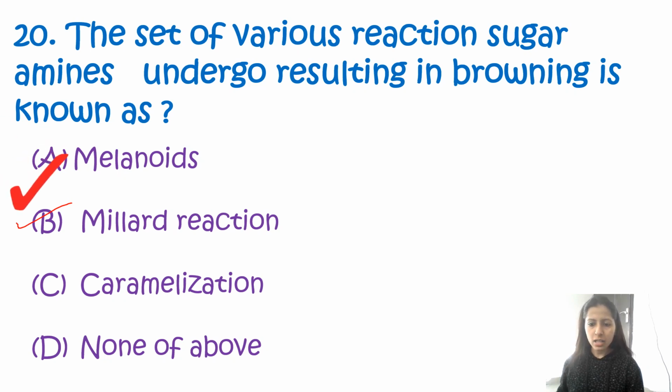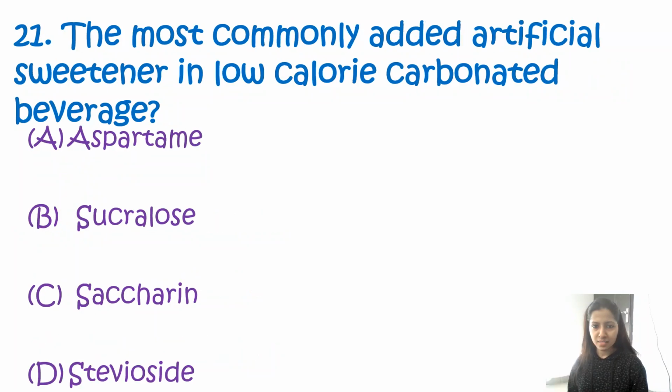Next, question number 21. The most commonly added artificial sweetener in low-calorie carbonated beverages: option A, aspartame; option B, sucralose; option C, saccharin; and option D, stevioside. So the artificial sweetener used in low-calorie carbonated beverages is aspartame, that is option A.